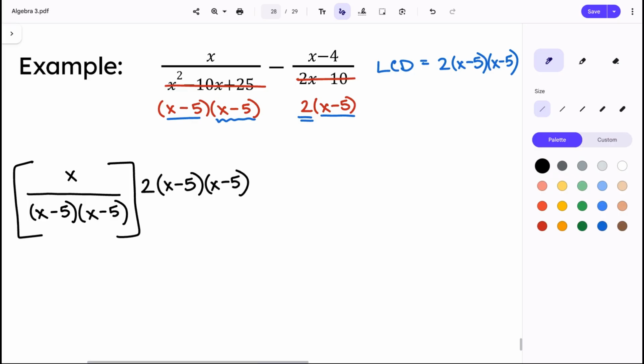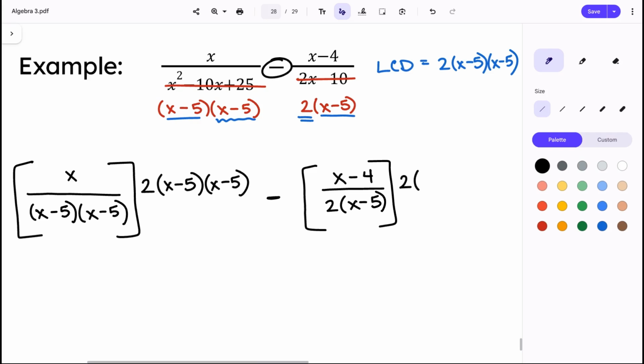Okay, then what I'm going to do is on the other fraction, so I'm going to bring down the minus sign because that was from up here. Again, in brackets, I'm going to write out what we said for simplified. So x minus 4 all over 2 times x minus 5. And then again, we're going to take that times 2, x minus 5, x minus 5.